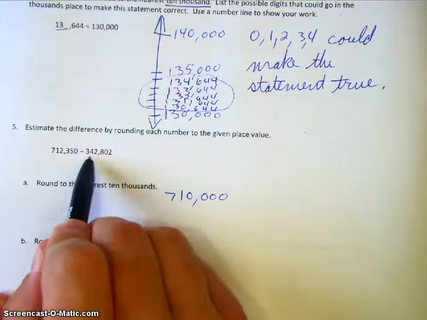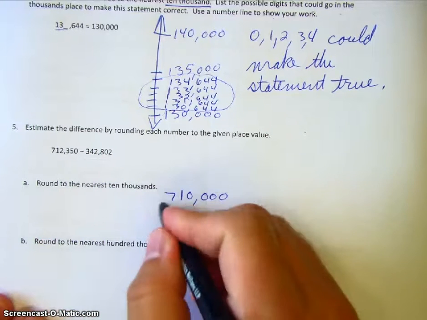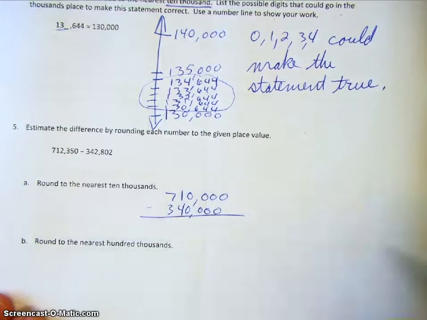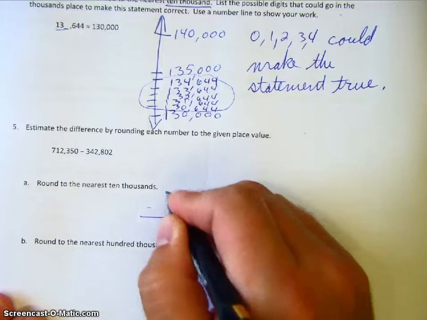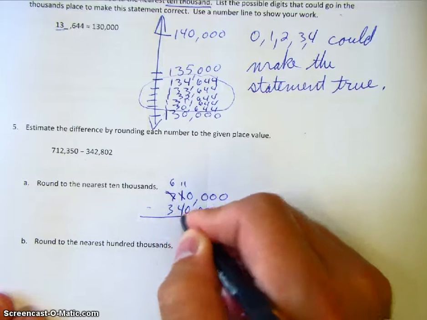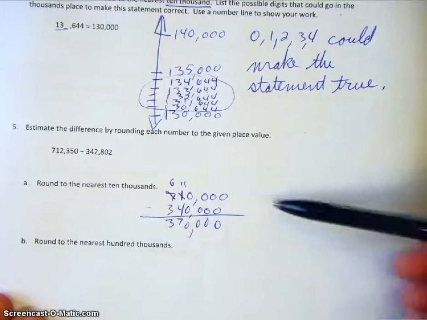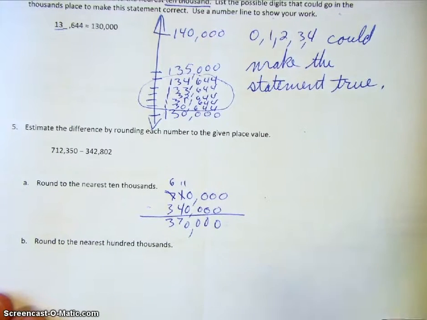Our second number here, we have 34 10,000s. Well, the 2 again in the thousands place tells us to keep it at 34 10,000s. Okay, then we can subtract it out. And we see we get 370,000. This would be our estimate. So we rounded to get these numbers, and then this becomes our estimate.